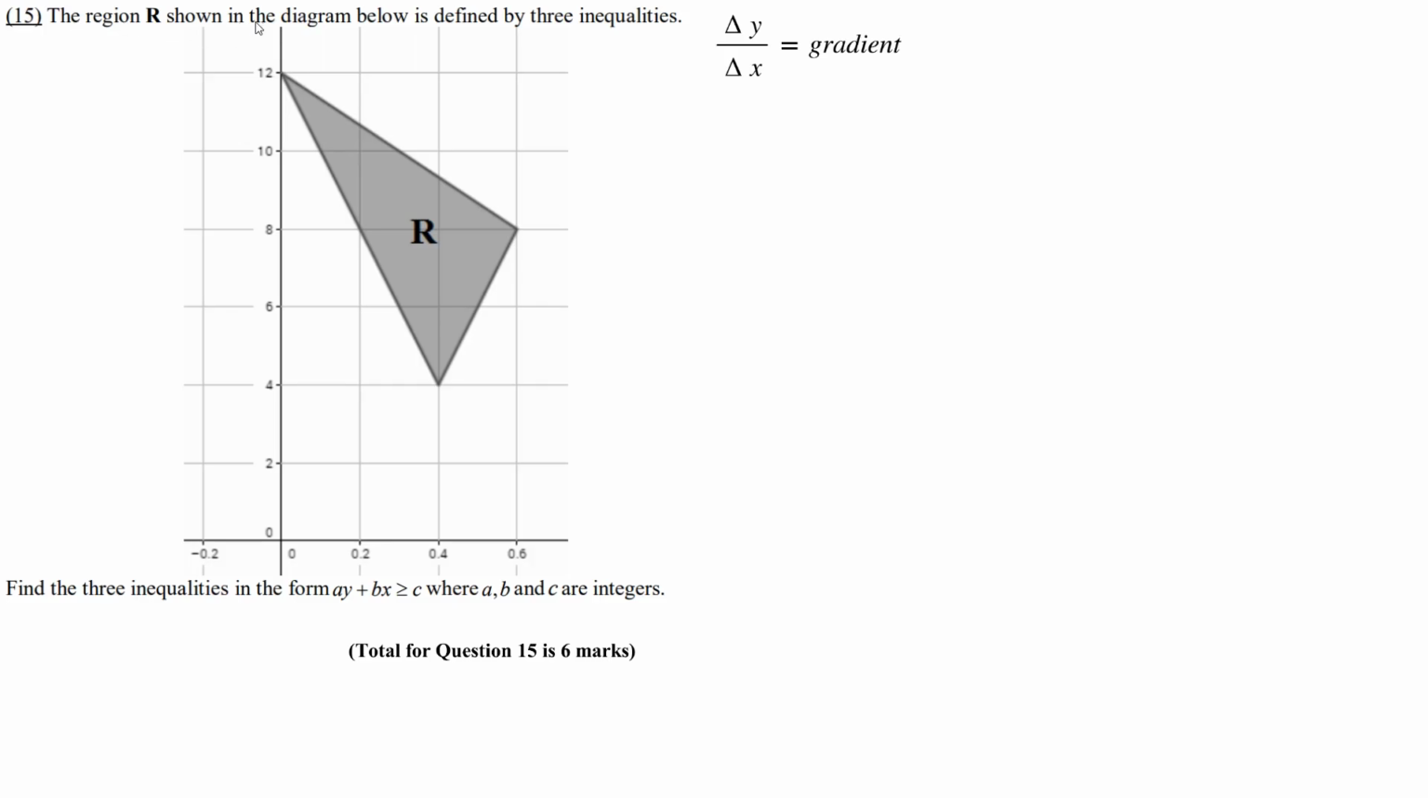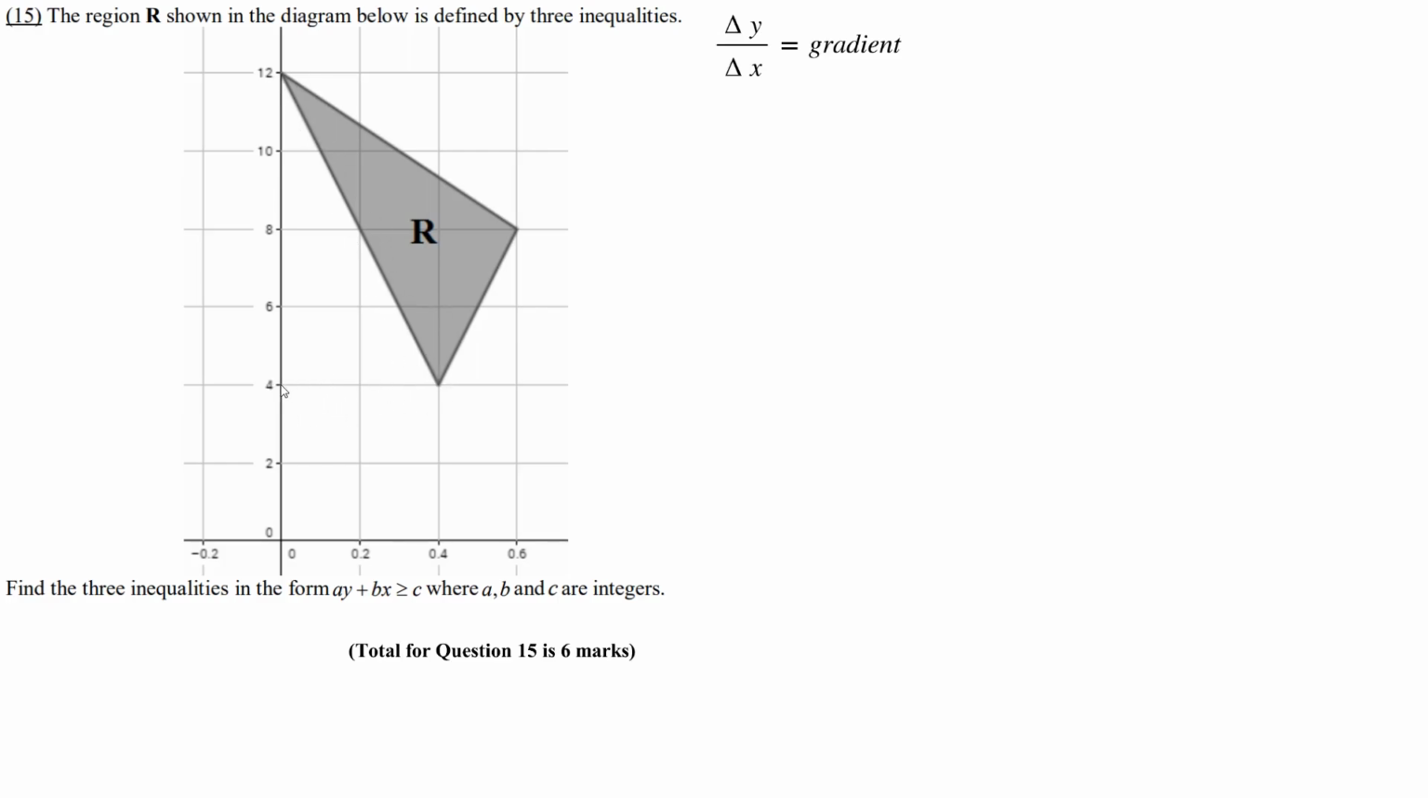The region R, shown in the diagram below, is defined by 3 inequalities. Find the 3 inequalities in this form, where A, B, and C are integers. Okay, so just remember, gradient is change in y over change in x. If you've not seen this symbol before, it's delta, and delta just means the change in something. So the change in x, change in y. I think I started with this line first.